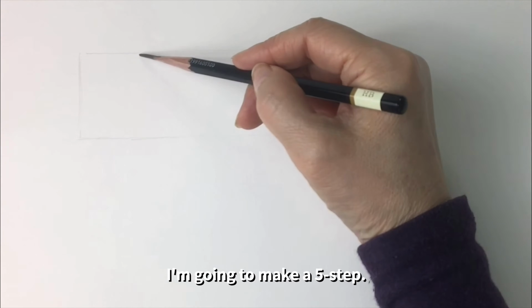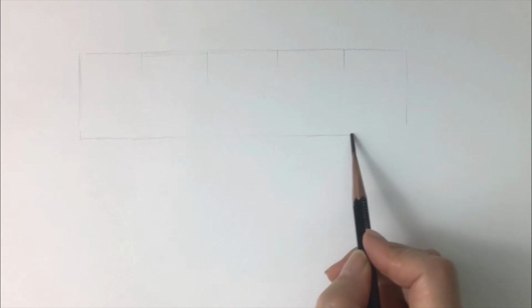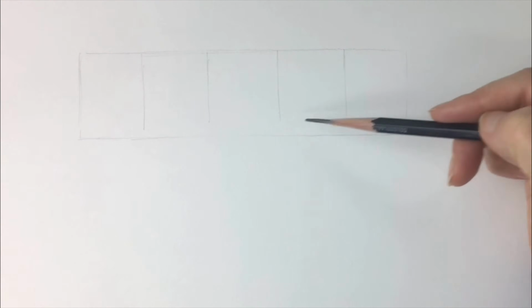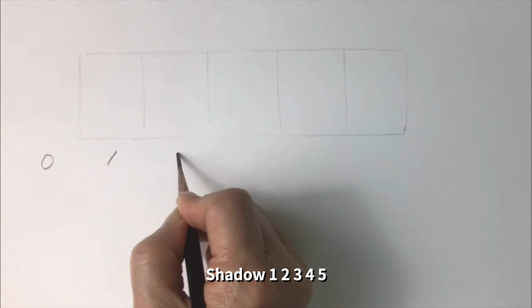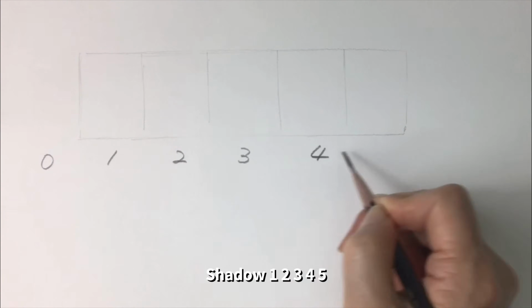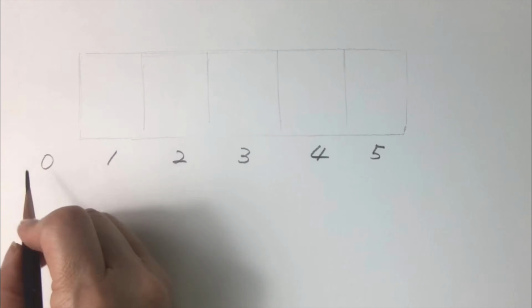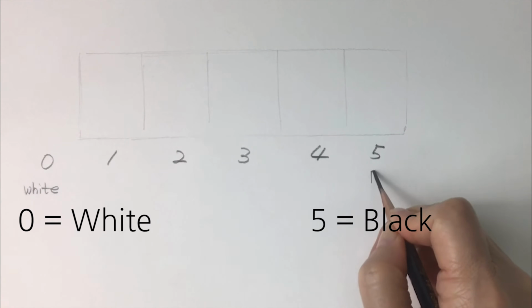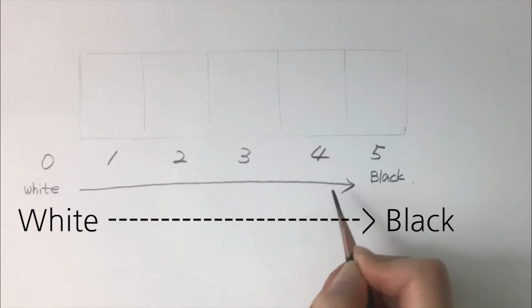I'm going to make a 5-step value scale. Okay. 0, 1, 2, 3, 4, 5. I'm going to call this value. White is white, 0 is white, 5 is black. So going to black.